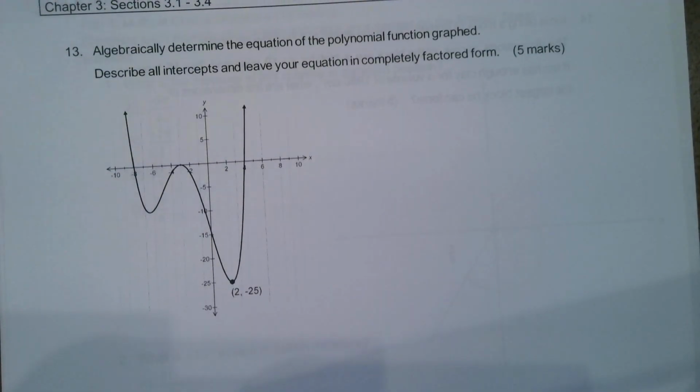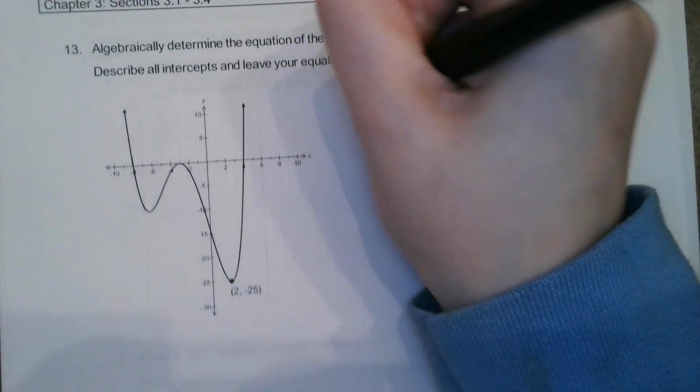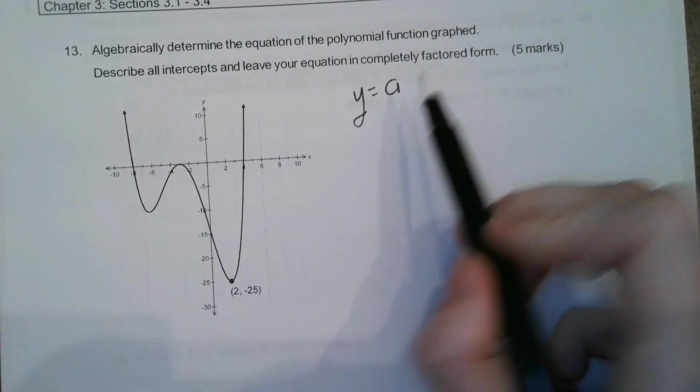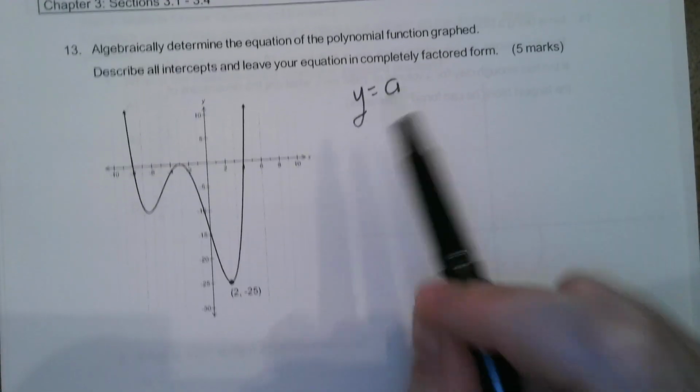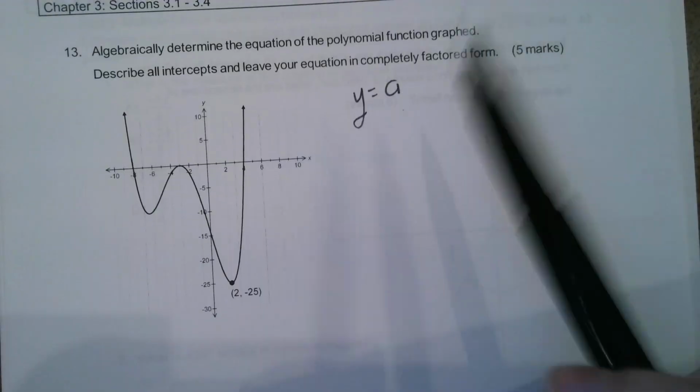Next guy, exact opposite of what we just did. You are given a graph and you have to find the equation. Biggest mistake I see with this guy is that someone forgets that starting a value. That a value determines if it opens up or down, so you do need to include it because you need to solve for a eventually.